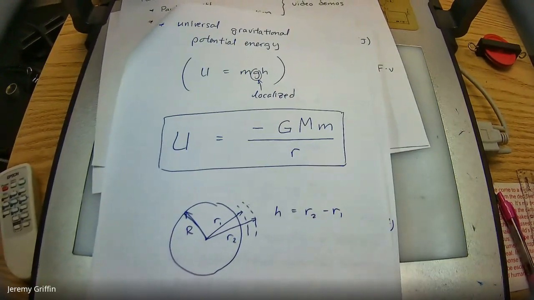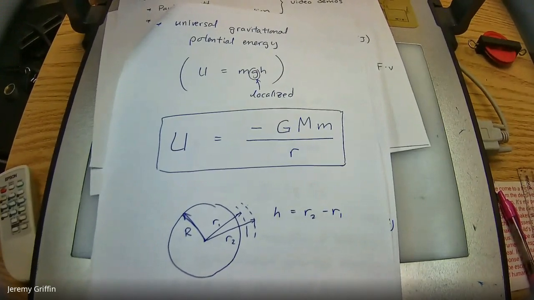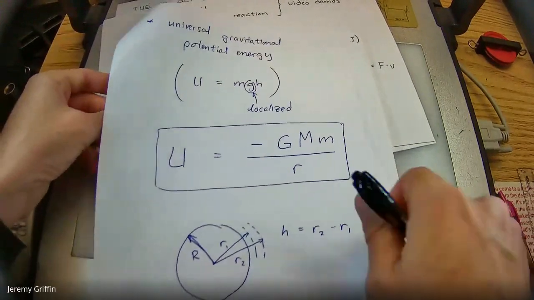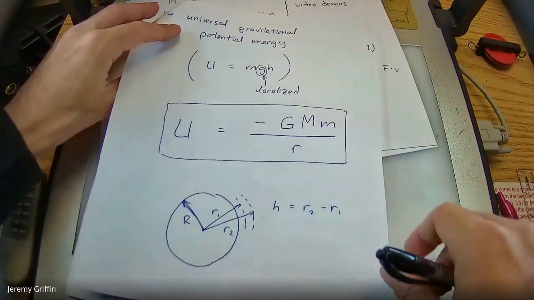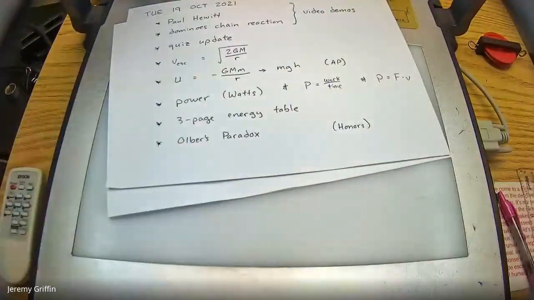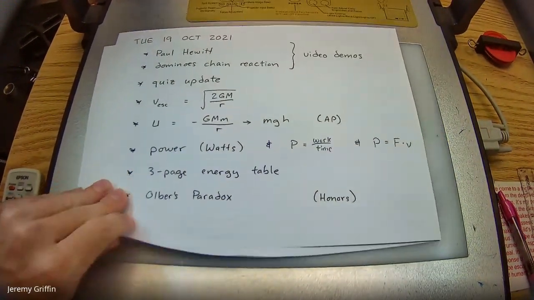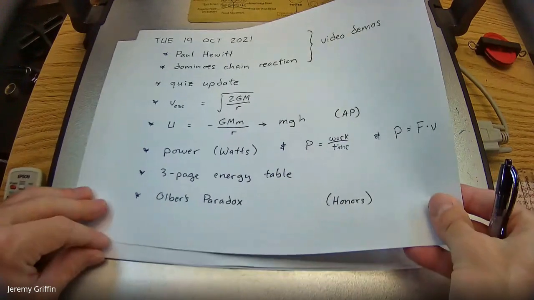So where are we going with this? Let's explain where this comes from, like what -GMm over r is. Why is it negative? And negative is a part of it.